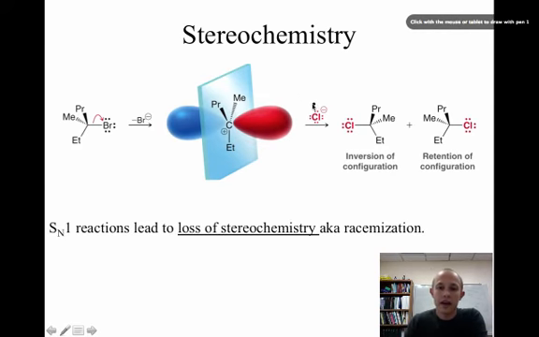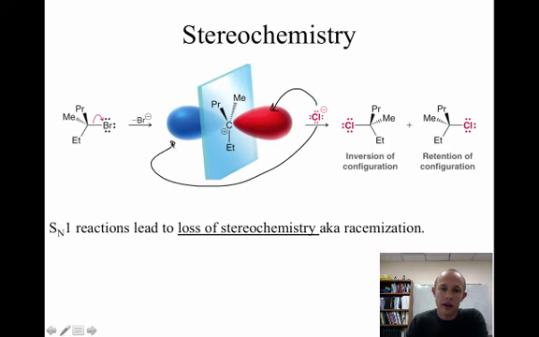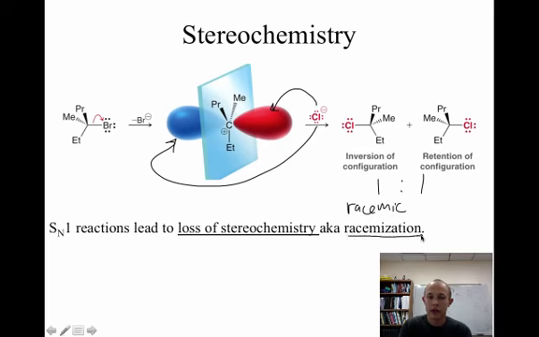The chloride ion could attack this lobe of the p orbital to give this product, or it could attack this lobe of the p orbital to give this product, right? If the chlorine attacks on this side, we get this product. If it attacks on this side, we get this product. There is no difference in energy between these two sides. They're symmetrical, so we get a one-to-one mixture of each one of these enantiomers, which is called a racemic mixture. So we say that SN1 reactions lead to racemization or loss of stereochemistry.